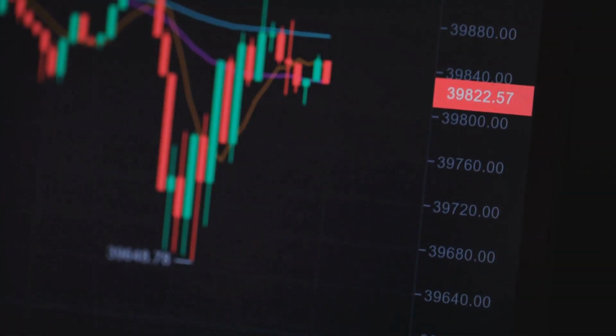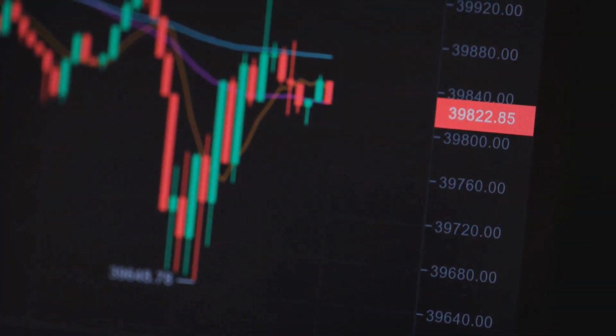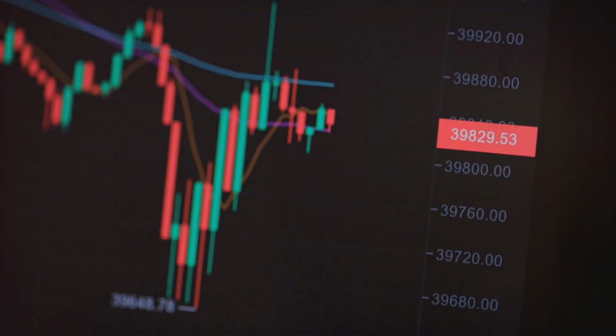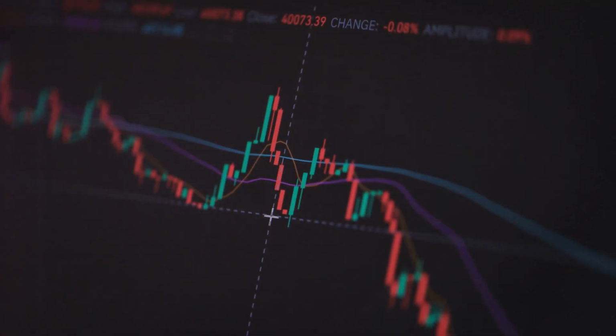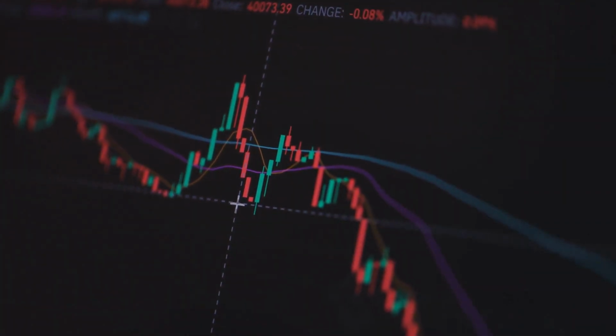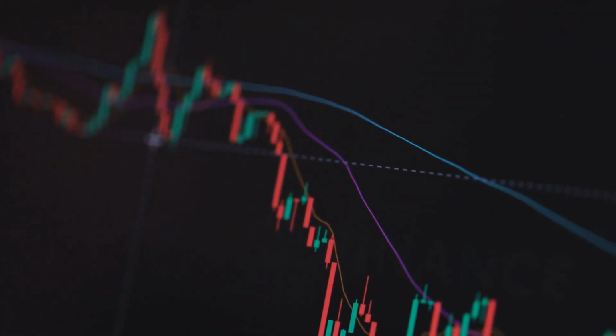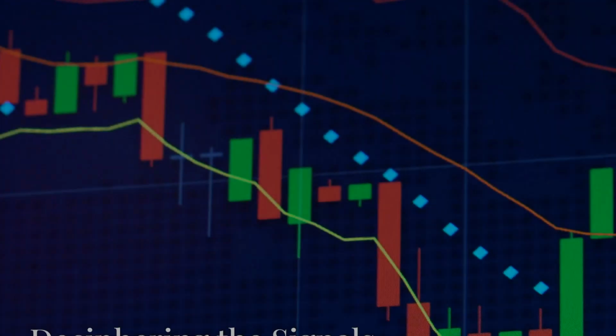The doji's appearance on a price chart suggests a potential shift in momentum, indicating a pause in the prevailing trend or a possible reversal. Traders pay close attention to doji formations as they often precede significant price moves, acting as early warning signals of potential trend changes.